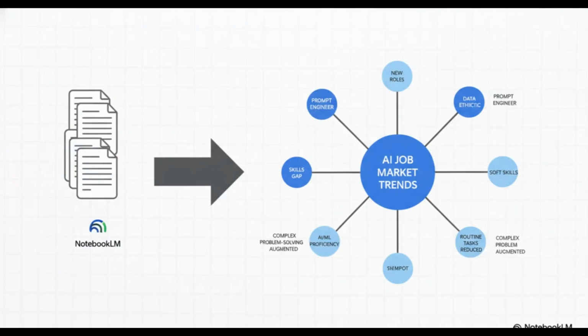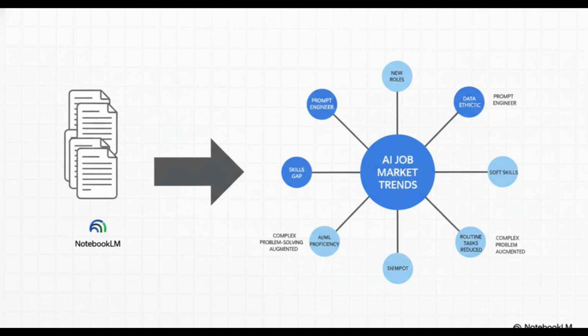So let's start with this. Imagine you've been researching the latest trends in the AI job market. You fed Notebook LM a bunch of reports from LinkedIn, the World Economic Forum, all the big names. It takes all that info and distills it into a super clear mind map, just like this one. It's accurate, it's useful, but it's static.